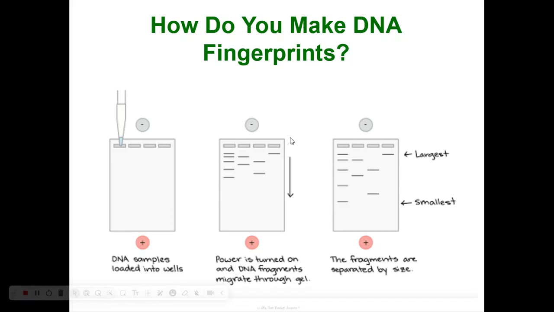Notice how when we eventually turn on the power, DNA fragments are going to migrate through the gel. Fragments that remain closest to the wells or the negative end are larger in size. It's a lot harder for them to migrate. Versus ones that travel furthest, those are technically smaller in size since it's a lot easier for them to travel through the pores.